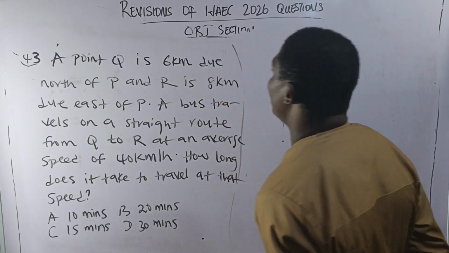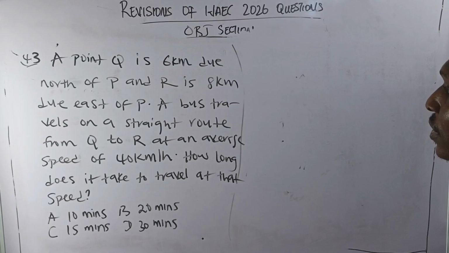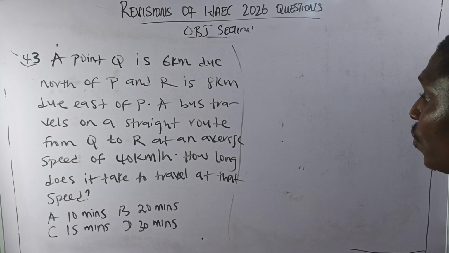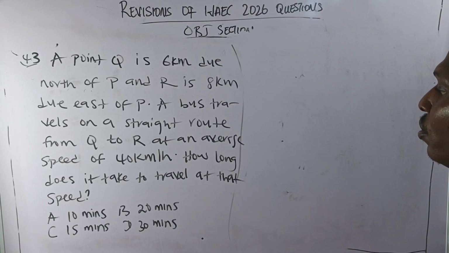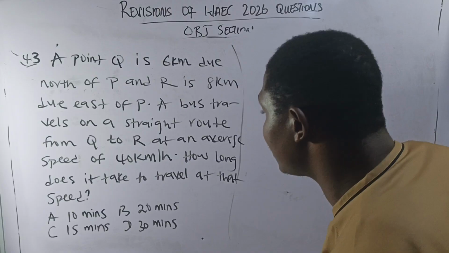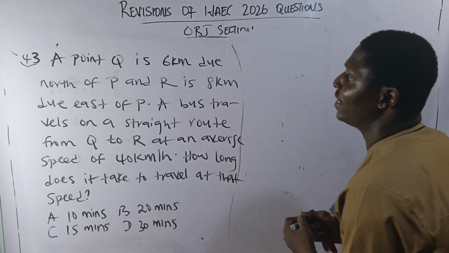A point Q is 6 km due north of P. A point R is 8 km due east of P. A bus travels on a straight route from Q to R at an average speed of 40 km per hour. How long does it take to travel at that speed? Now, the answer we're giving in what? Minutes. I'll try to draw my diagram first.